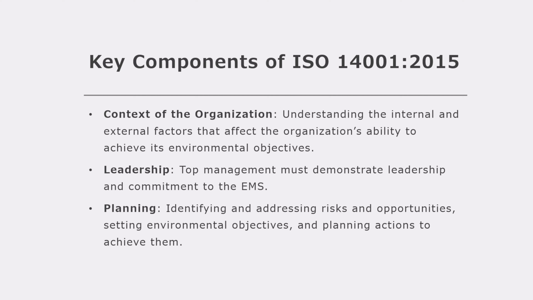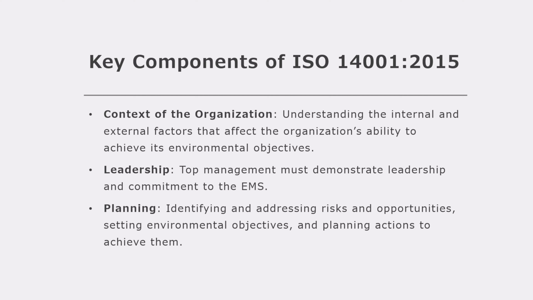In order to understand these key components, we're going to use a case study of a company called GreenTech Manufacturing. So the first key component is the context of the organization. Here, GreenTech Manufacturing identifies its internal and external issues such as regulatory requirements, stakeholder expectations, and environmental impacts of its operations. The organization has to understand the internal and external factors that affect its ability to achieve its environmental objectives.